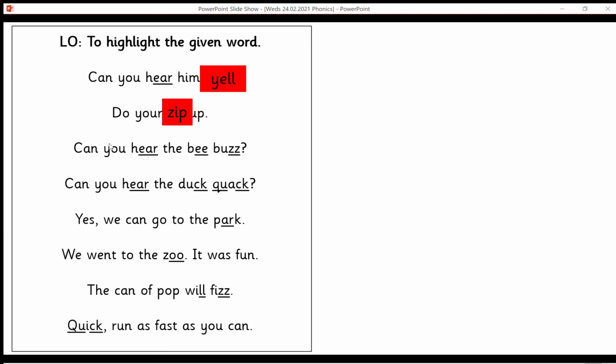Can you hear the buzz? Can you hear the bee buzz? The word you are looking for is buzz. Can you put your finger on it?